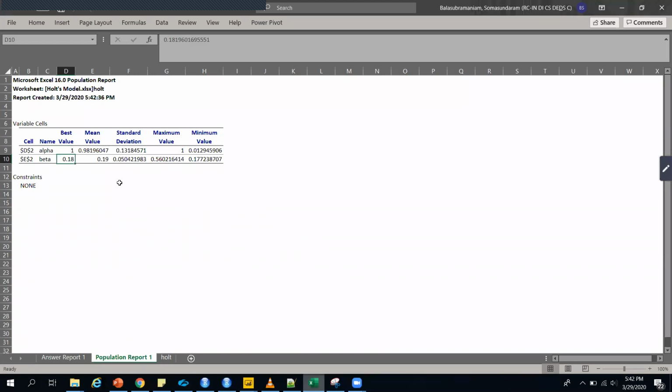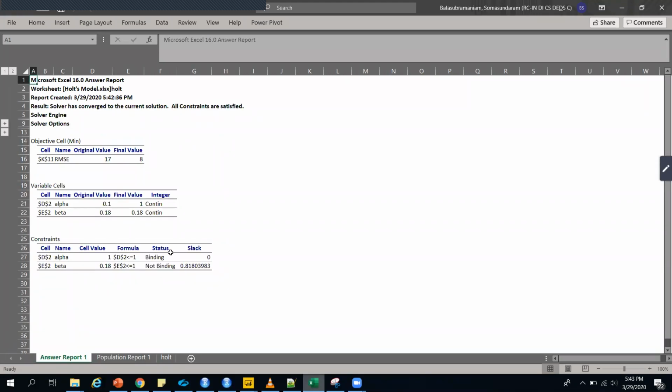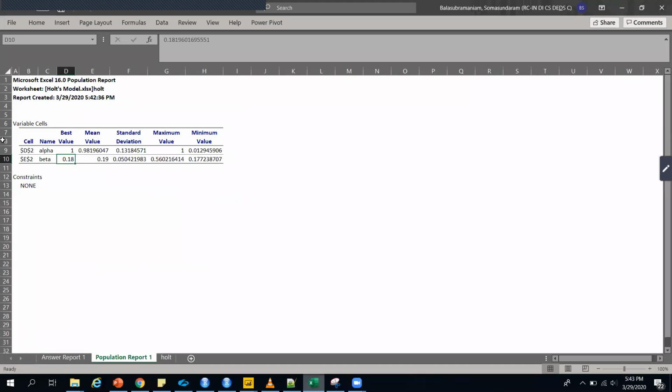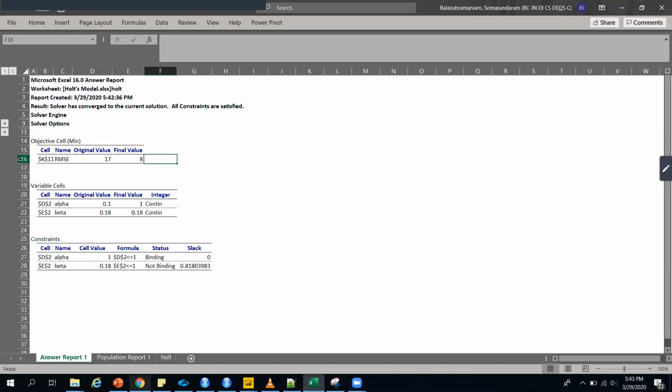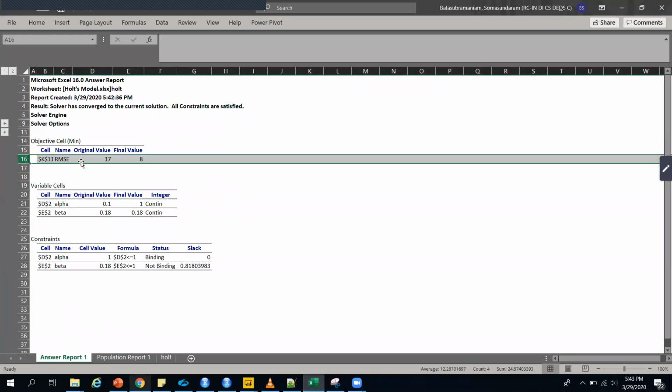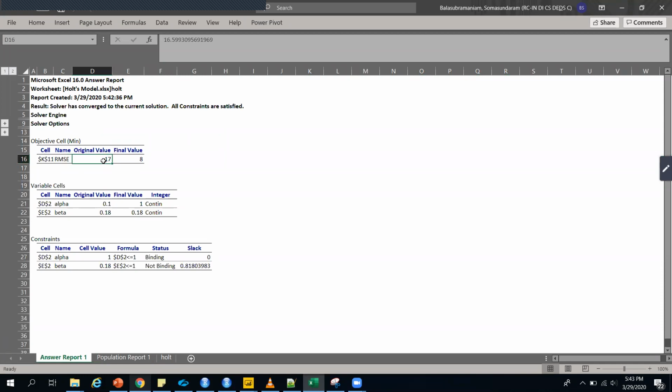Okay, and it has tried multiple values, right? So what are all the values it has tried? That also has a summary it is going to give you. And you have something called the answer report. Here it is the different data it has used, the population report. Here is the output you got based on the simulation. The simulation gives a very low RMSE value. Originally it was 17, but after optimization it was 8. And the best values of alpha and beta are these. And what all the constraints used, that you can also show here.